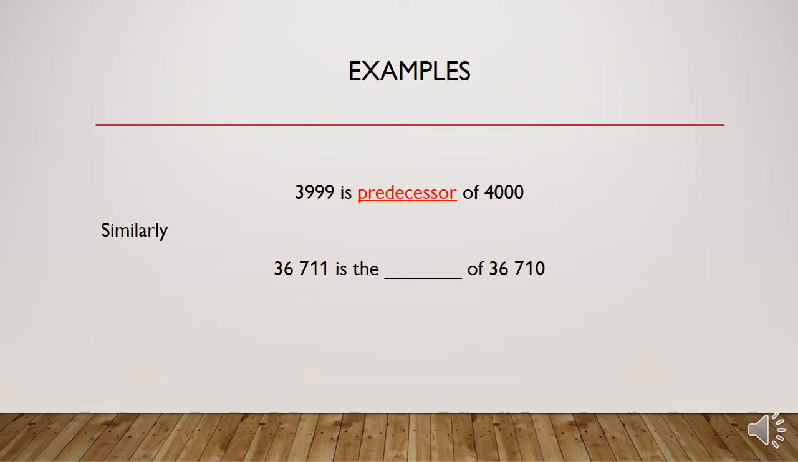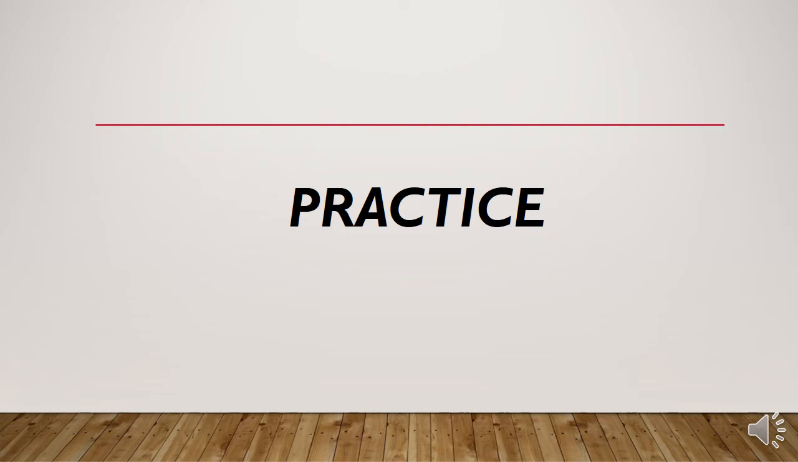36,711 is what of 36,710? Can you guess? Very good. 36,711 is the successor of 36,710. You've done pretty good so far. Let's have some practice problems.